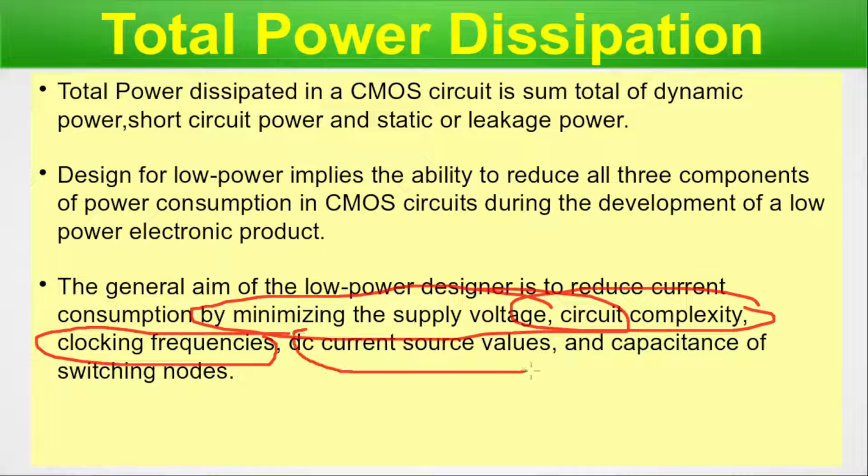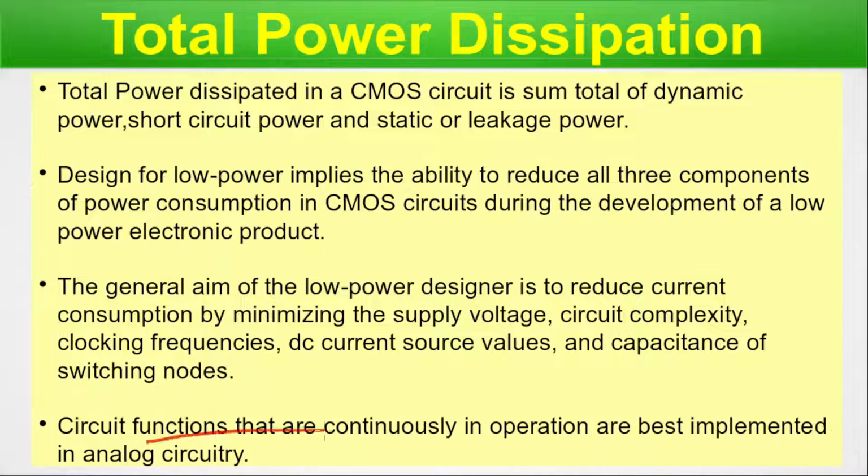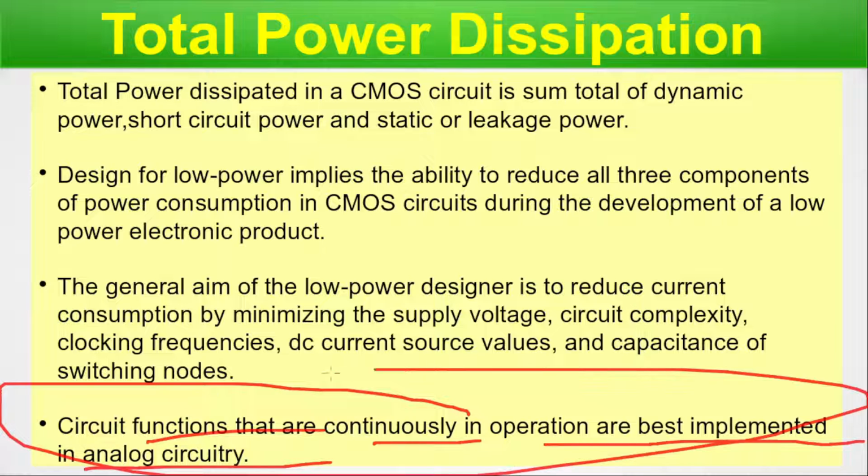And DC current source values you also have to reduce, and the capacitance of the switching node. Capacitances act as the load, so definitely the parasitic capacitance and the resistances have to be minimized, otherwise the drop across those R and Cs will increase and hence the power will increase. Circuit functions that are continuously in operation are best implemented in analog circuitry. So whichever circuits are in continuous operation are done through the custom or semi-custom method, that means with the analog method of design.